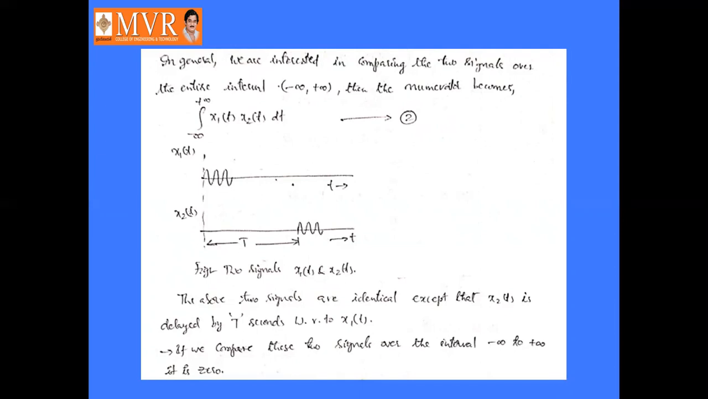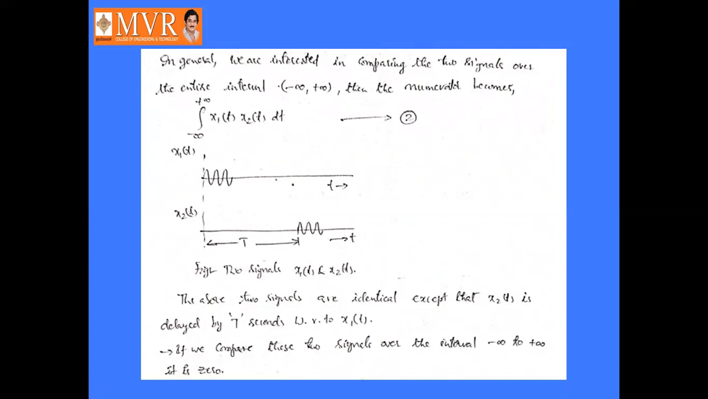So let us take x1(t) like this. This is x1(t), a sinusoidal signal, and x2(t) is like this. This is also a sinusoidal signal with time delay t. So two signals x1(t) and x2(t) are given.